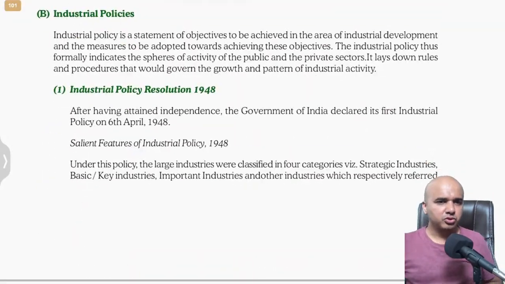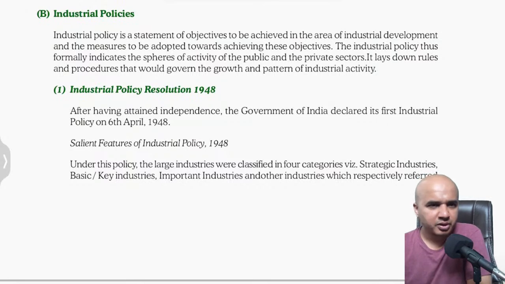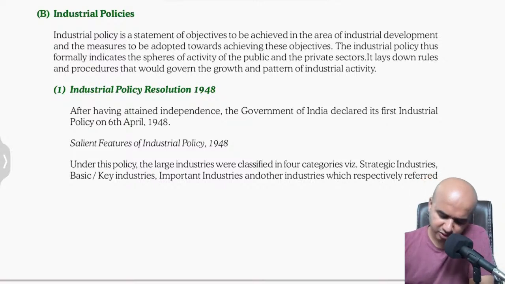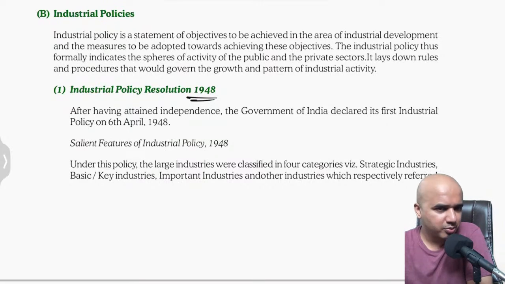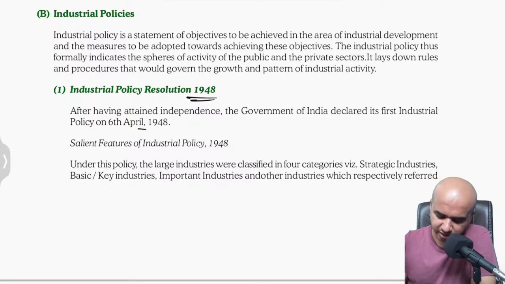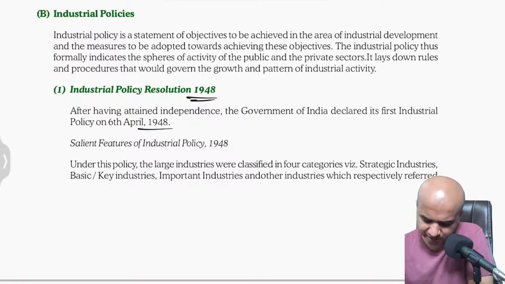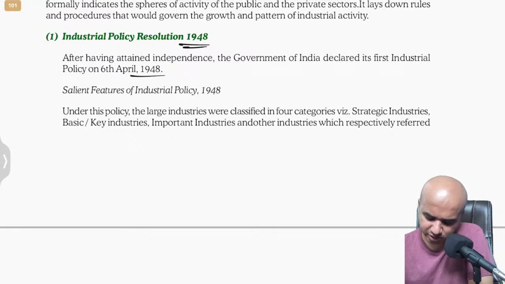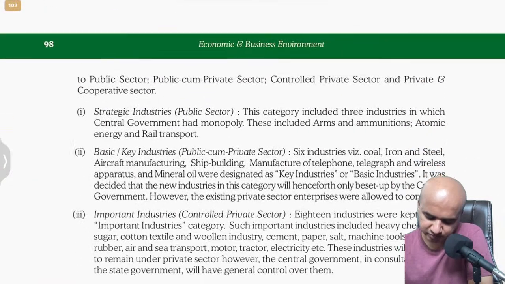Okay, let's move on to industrial policies now. Industrial policy is a statement of objectives to be achieved in the area of industrial development. Basically, that is what the policy will tell. So let's see what the different industrial policies we have had are. Industrial Policy Resolution 1948. After having attained independence, the Government of India declared its first industrial policy in 1948, a few months after independence. So what are the salient features of the policy?